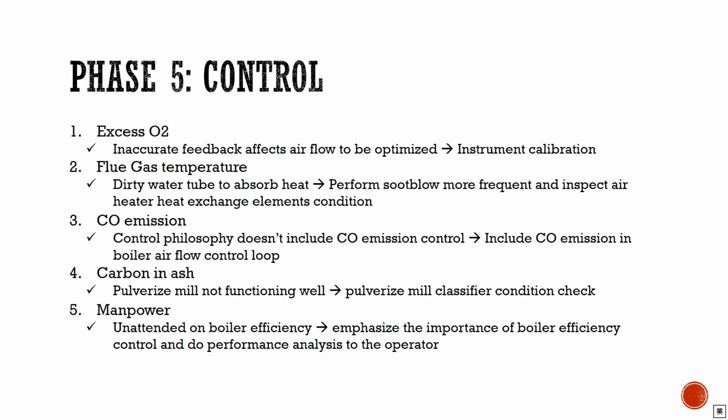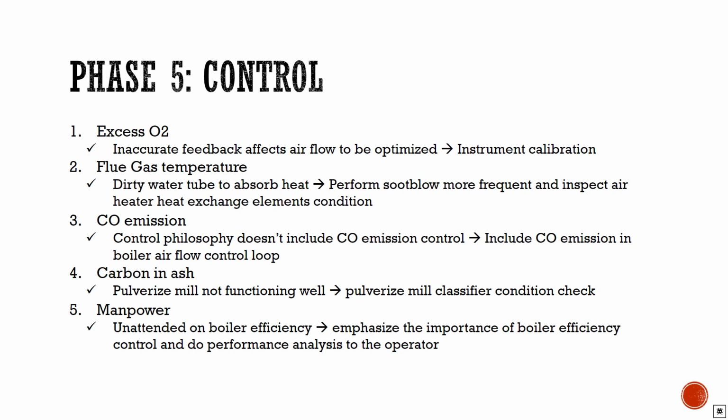For the high flue gas temperature, we suspect it might be the dirty water tube that affects the heat transfer efficiency. So we suggest we install some instrument such as a soot blower, which uses steam to clean the surface of the boiler water tube, so that it has better absorption of heat. And also we will do inspection of the air heater, so that the air heat exchange will be optimized.